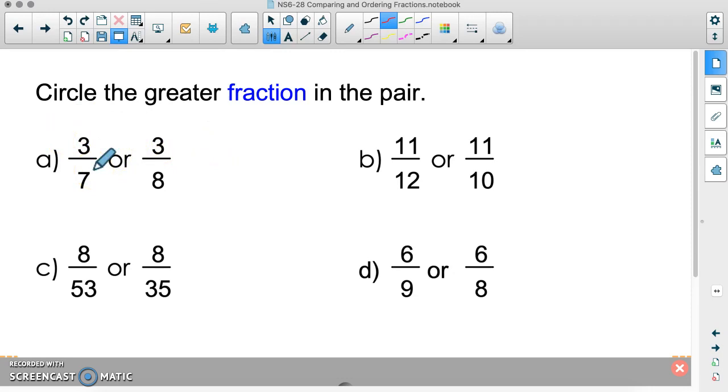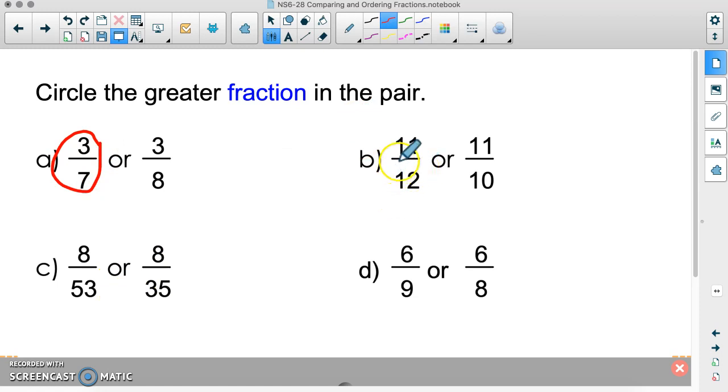Well, the same number of pieces gives you more when the pieces are bigger. The numerator tells you the number of pieces of pie. So when the numerator is the same, you look at the denominator. The bigger the denominator, the more pieces that you have to share, and the smaller portion you're going to get. So the bigger denominators give smaller fractions when the numerators are the same. So 3/8 is going to give you smaller pieces than 3/7. So in this case, 3/7 is the greater fraction.